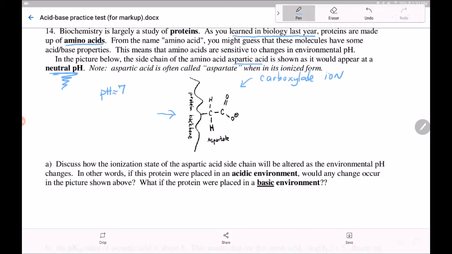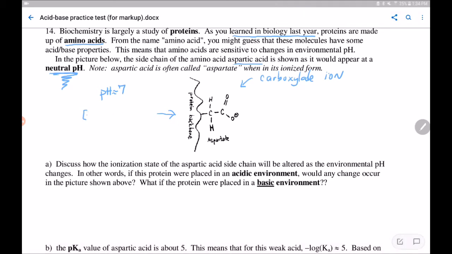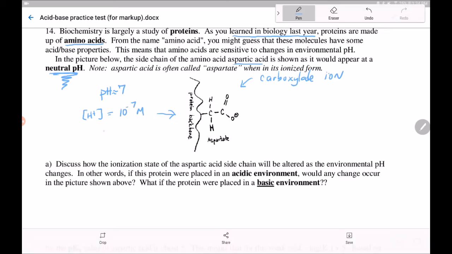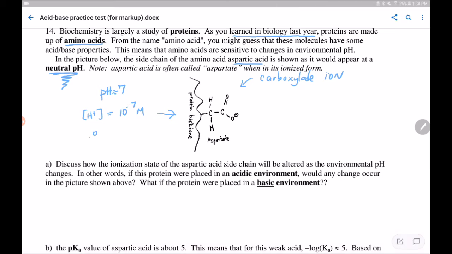most cells exist at around a neutral pH, and therefore most proteins are adapted to a neutral pH. There are certainly many exceptions to this. But let's use this particular example, pH 7. That means the H plus molarity is 10 to the minus 7 molar. You should realize that's a very small concentration of H plus.